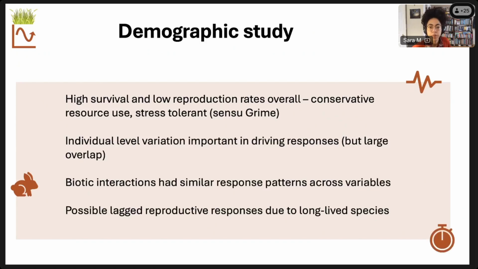So the demographic study, to summarize, there was high survival, low reproduction. You could characterize the species as conservative with its resource use and stress tolerant. Individual level variation is important, but there is a large overlap. And as I said before, biotic interactions were similar across the variables, and there is an indication of possible lag effects.